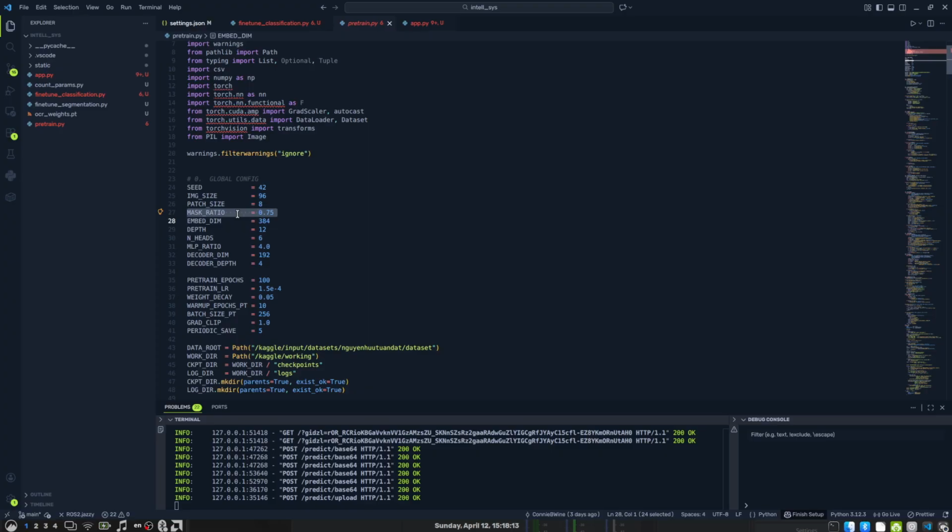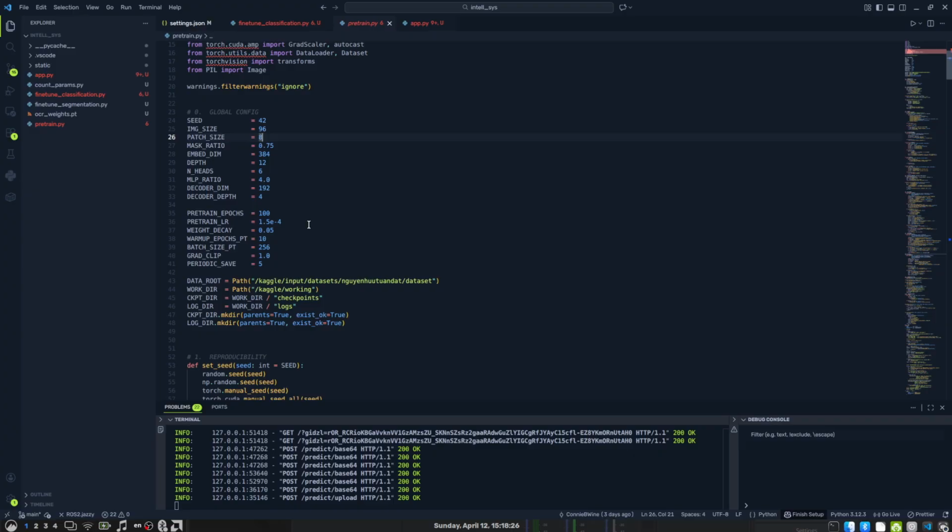We have a 75% mask ratio and about 8 by 8 patches of mask. I use a vision transformer with 12 layers and an embedding of 384 dimensions, and I also have a lightweight 4-layer decoder that reconstructs the image.